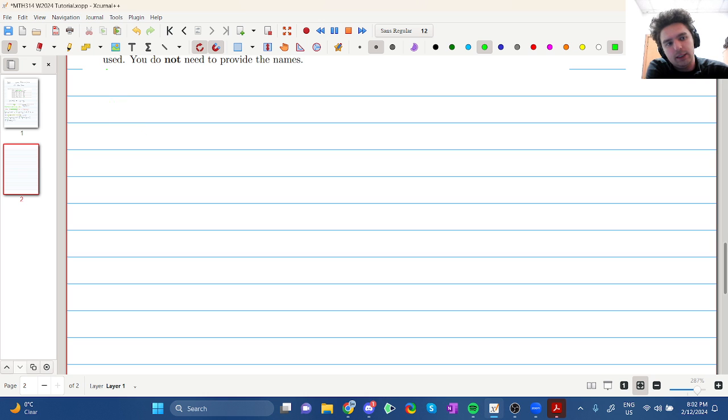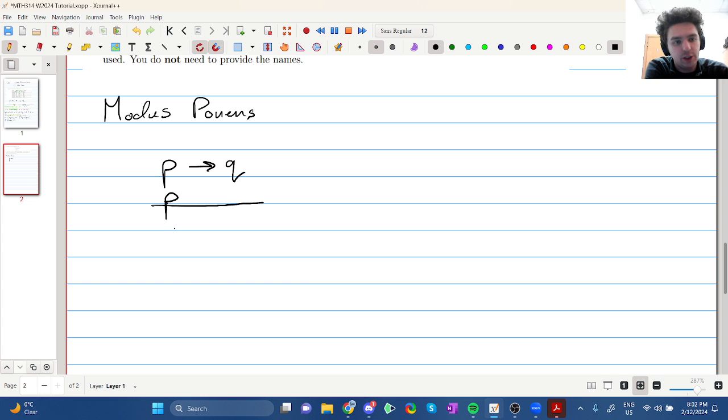So the first one is called modus ponens. Modus ponens looks like this. We start with the fact that P implies Q. We assume this is true. Then we have the fact that P. We draw a little line, and if this is true and this is true, we can logically conclude that therefore Q. So if we know that if P happens, then Q happens, and P happened, then Q must have happened. If it's raining, then the ground is wet. It's raining, so the ground is wet.